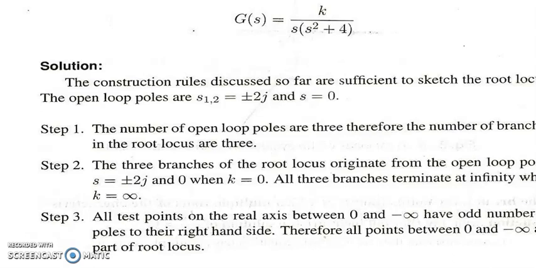Step 1: the number of open loop poles is 3, therefore the number of branches in the root locus is 3. The 3 branches originate from the open loop poles s = ±2j and 0 when K = 0, and all 3 branches terminate at infinity when K = infinity. All test points on the real axis between 0 and minus infinity have an odd number of poles to the right-hand side. Therefore, all points between 0 and minus infinity are part of the root locus.